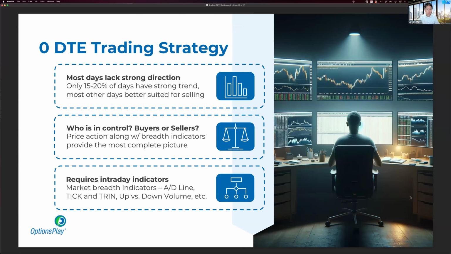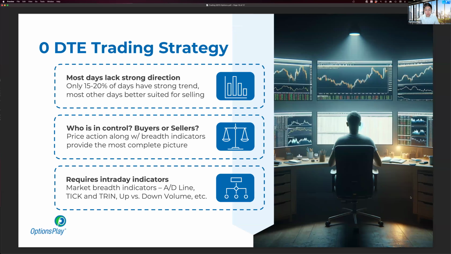And it comes down to something that we discussed last week, which is the fact that most trading days lack strong direction. Only about 15 to 20% of all days have what we consider a strong directional tilt that's suited for buying. Most days, close to 80% of the days, are better suited for option selling. We covered the option strategies last week. We covered which strategies are suitable for option selling, and which strategies are suitable for days where you do see that big move.